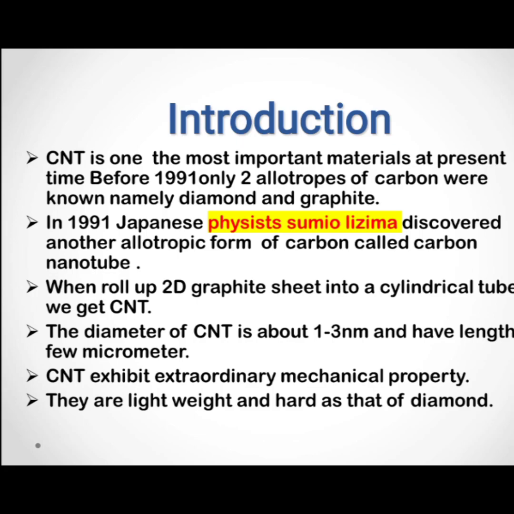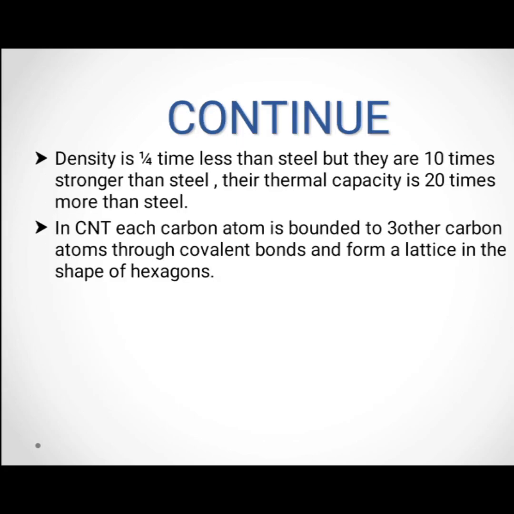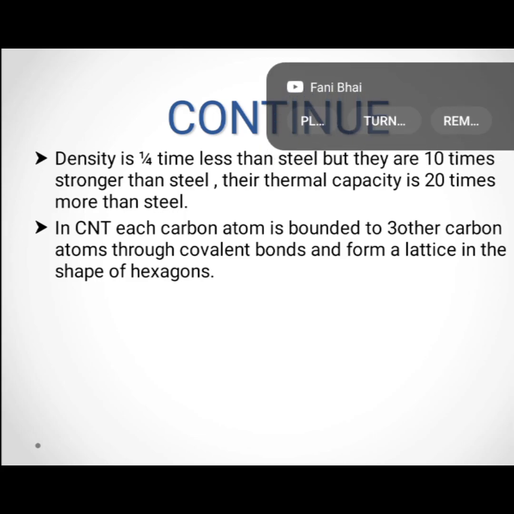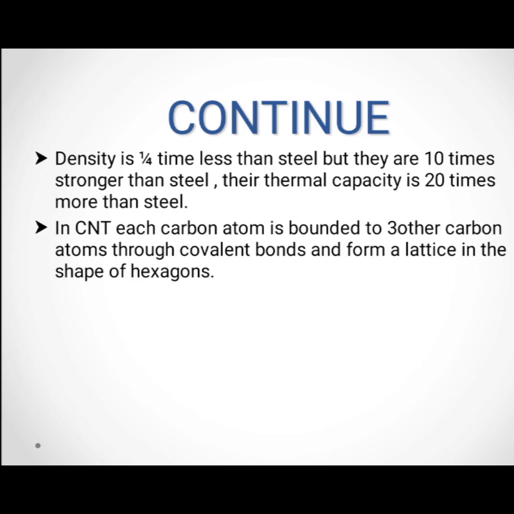Carbon nanotube exhibit extraordinary mechanical properties. They are lightweight, as hard as diamond. Carbon nanotube density is 1/4 times less than steel, but they are 10 times stronger than steel. Their thermal capacity is 20 times more than steel. Means they are more stable at high temperature. If we give a temperature to steel, their thermal capacity is 20% more, it can absorb more.